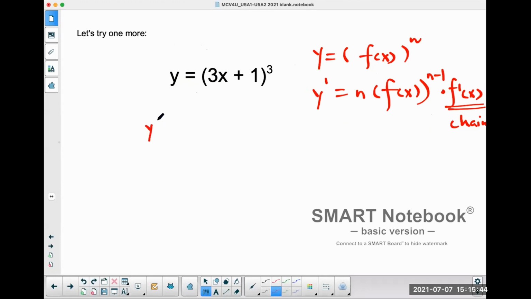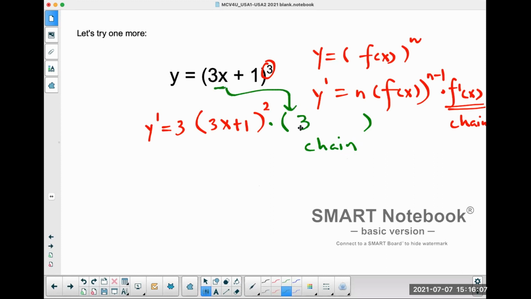So here the answer is simply put a 3 down because that's the power. Copy the bracket, that does not change. And then raise to the power of 2. That's the power rule part. And don't forget about the chain. The chain is the derivative of what's inside the bracket. 3x becomes a 3. 1 is a 0. I'm not going to write it. So the answer is 9 times (3x plus 1) squared. Power rule multiplied by the chain, because this is not just x.